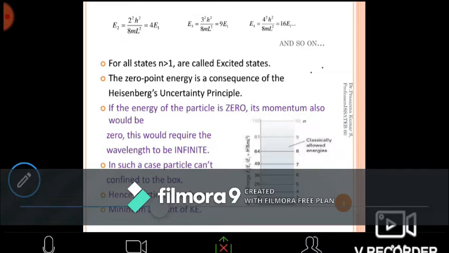According to quantum mechanics, the particle sitting in its lowermost energy state should have a minimum energy, so it possesses minimum kinetic energy. According to classical concepts, it can be 0. It is not possible according to quantum mechanics because of the uncertainty principle. You have seen that lambda goes to infinite. That's not at all possible.